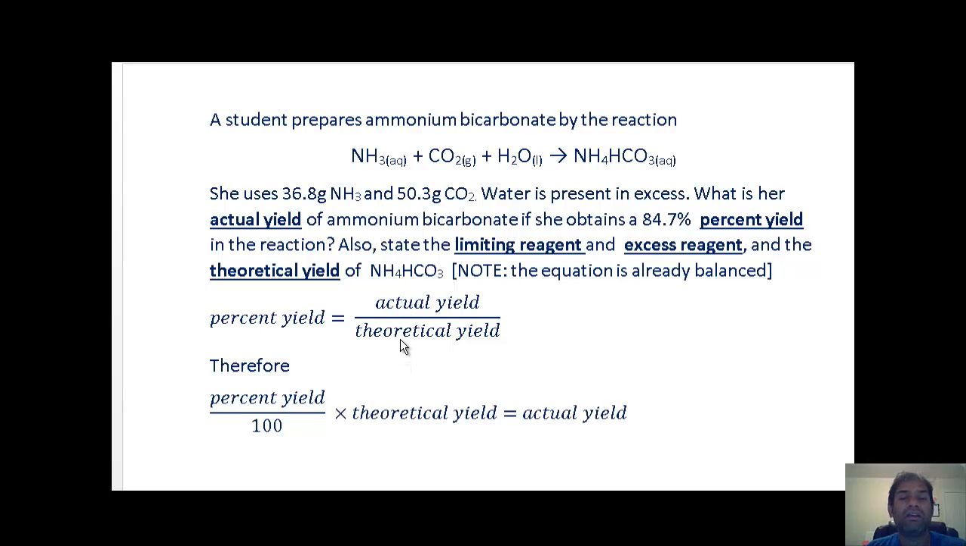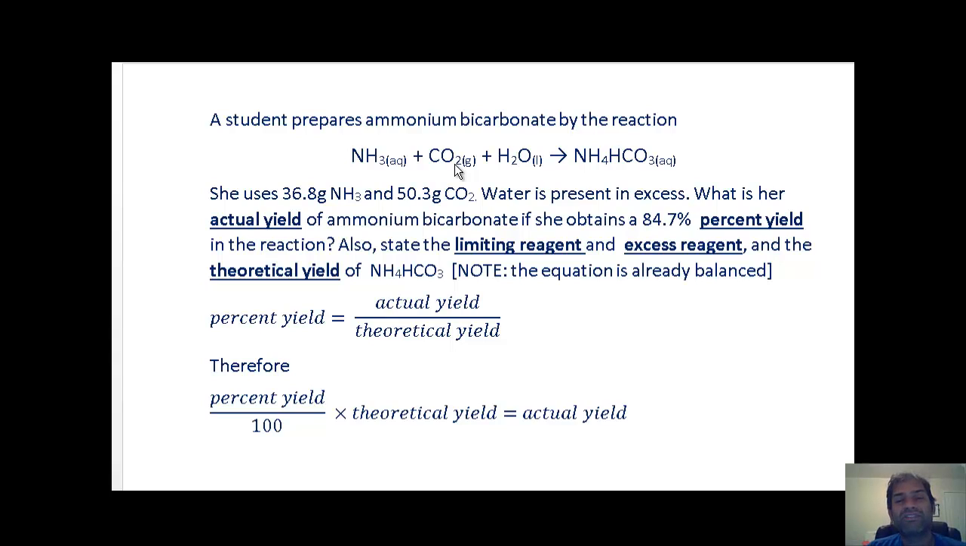The theoretical yield is the yield that we will get from stoichiometry. So the first thing we have to do is make sure it's balanced. They already gave us the balanced equation. The second thing we need to do is ask ourselves 2 questions. We need to determine the limiting reagent, and the limiting reagent can either be NH3 ammonia or CO2 carbon dioxide.